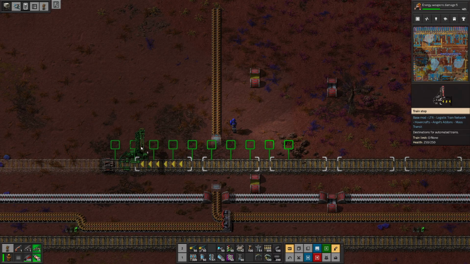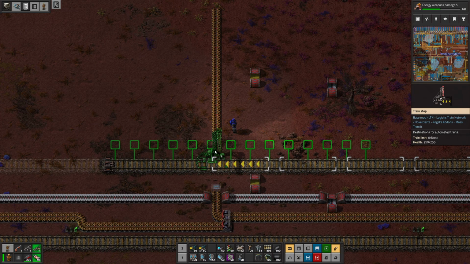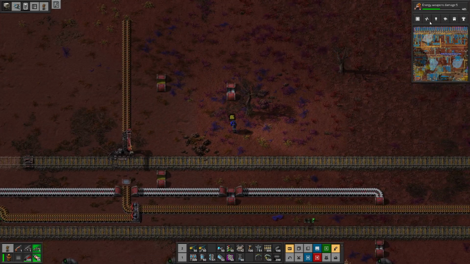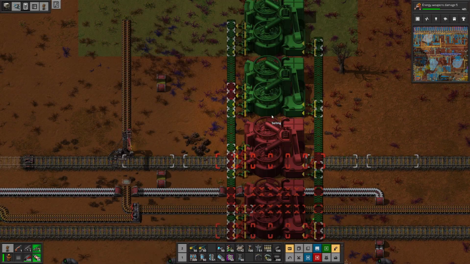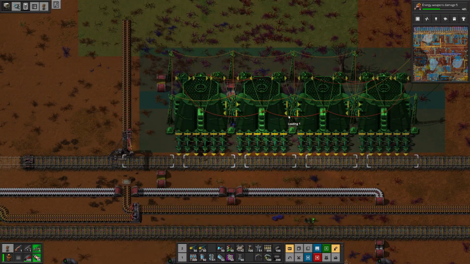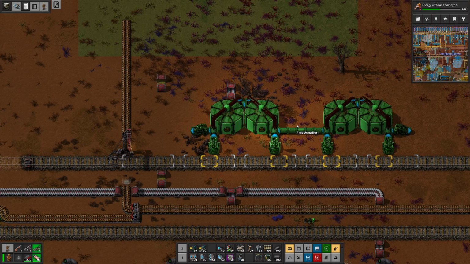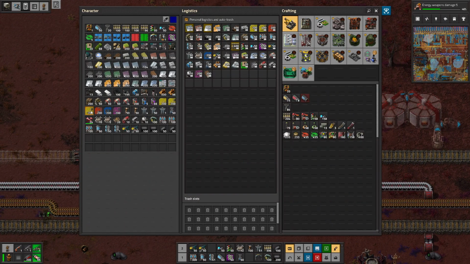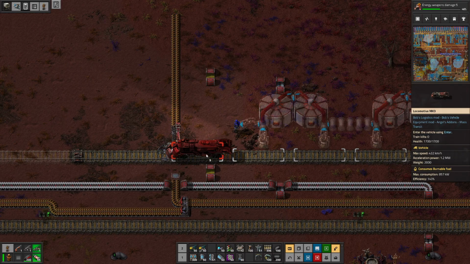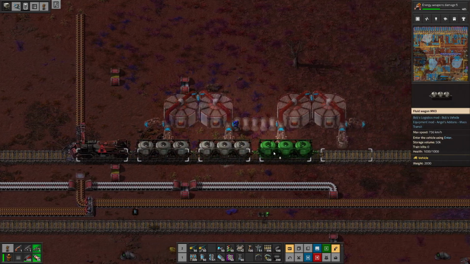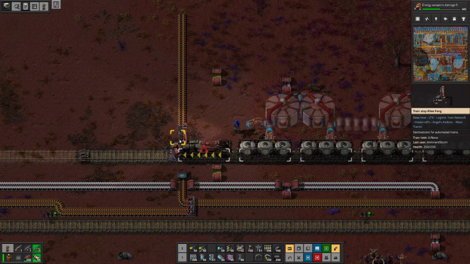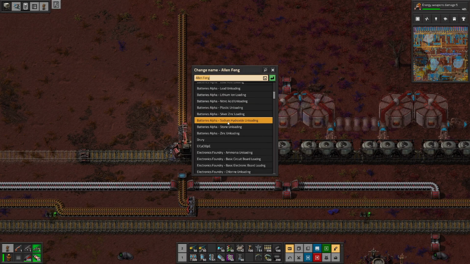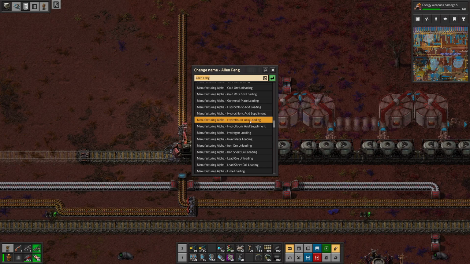Let's drop in. Yeah, let's drop in the stop. Let's see, right about there. Drop in the stop. And we have our tanks. And this is going to be manufacturing alpha.